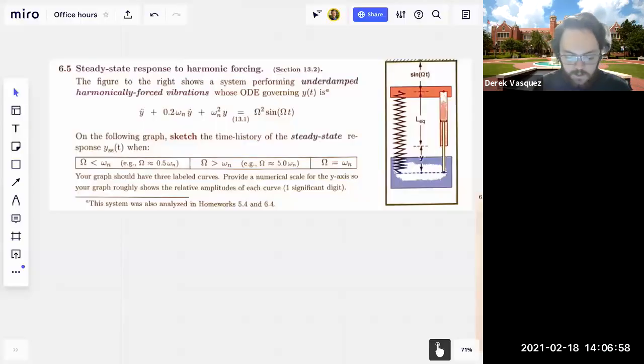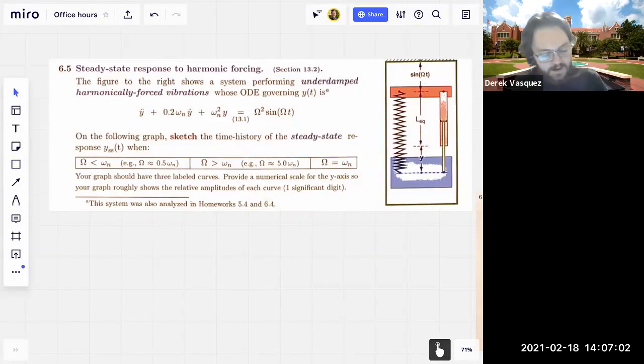Okay, so we're going to get started with problem 5 here from the homework. It just shows the figure to the right, a basic mass spring damper system. It's got that governing equation there. And then it says we want to sketch the time history of the steady state response under these 3 conditions.